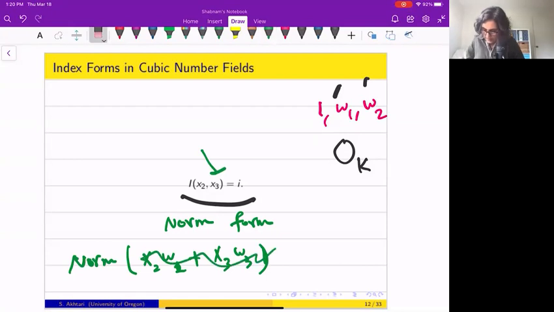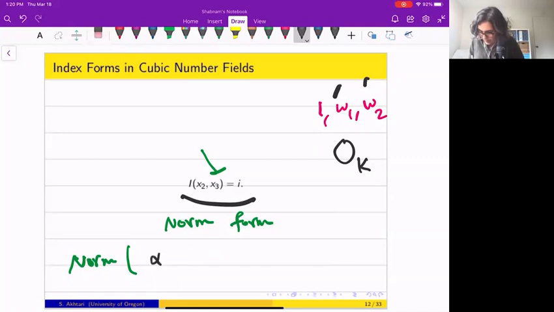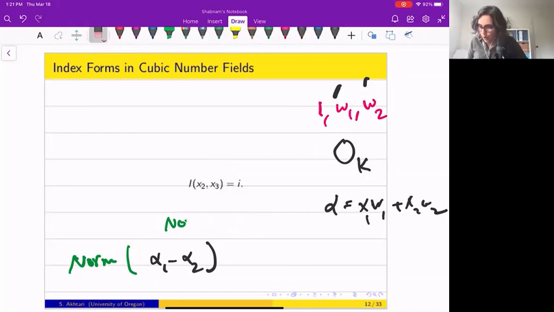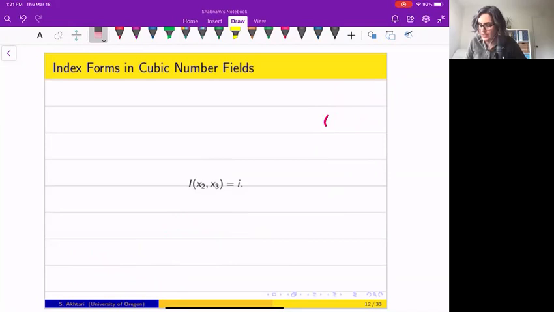that's right, I didn't say this very well. The norm of the difference of whatever you would put, like if your alpha was x1 omega 1 plus x2 omega 2. So you have alpha, alpha 1 minus alpha 2, and then you go through all the conjugates. So you are calculating the norm of that. When I'm asking how many solutions this has, I'm asking you to count all the elements of norm I in number fields.